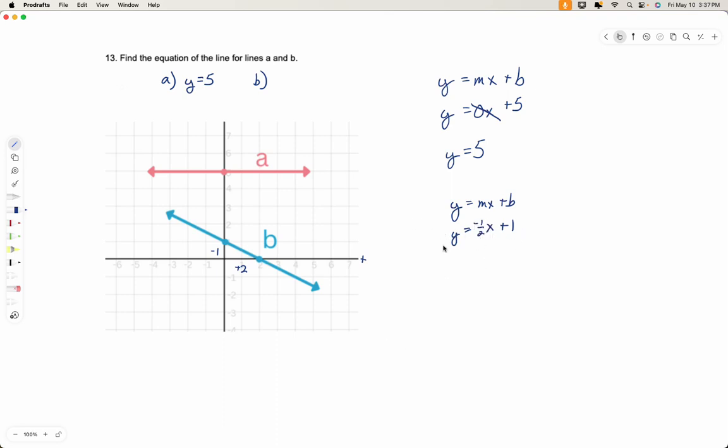So this is what the equation of the line is for B. Y is equal to negative 1 over 2x plus 1. That's your answer. Very straightforward. You don't even have to do any math. Let's look at the next one.